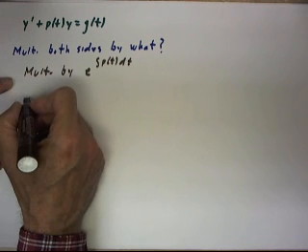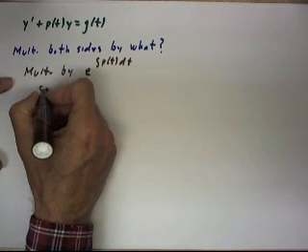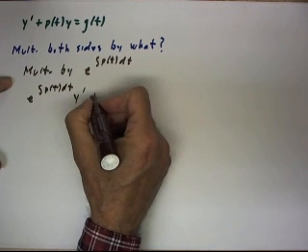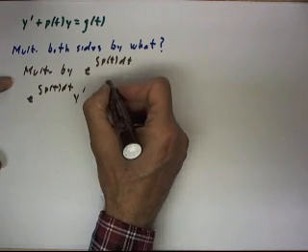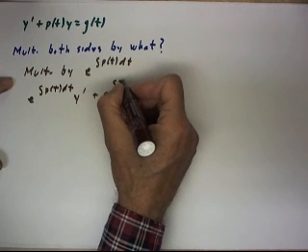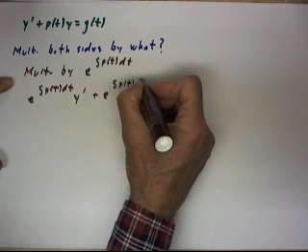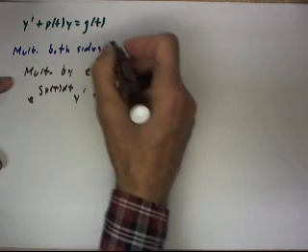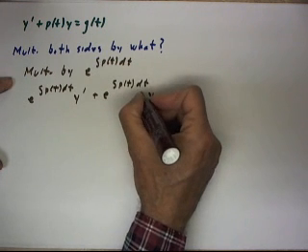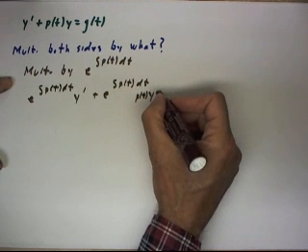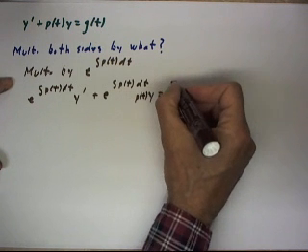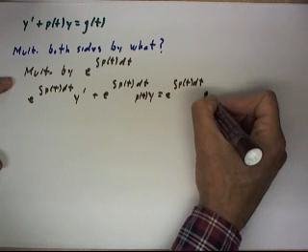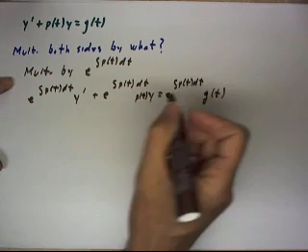We get e to the integral p of t dt y prime plus e to the integral p of t dt y, and I left out the p of t, so I'm going to sneak that in there. P of t y equals e to the integral p of t dt times g of t.